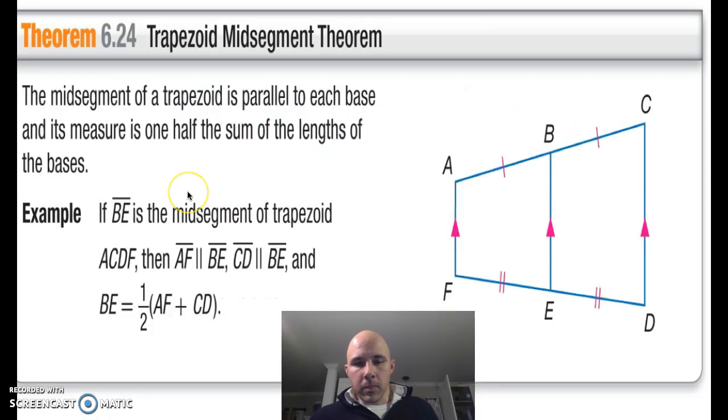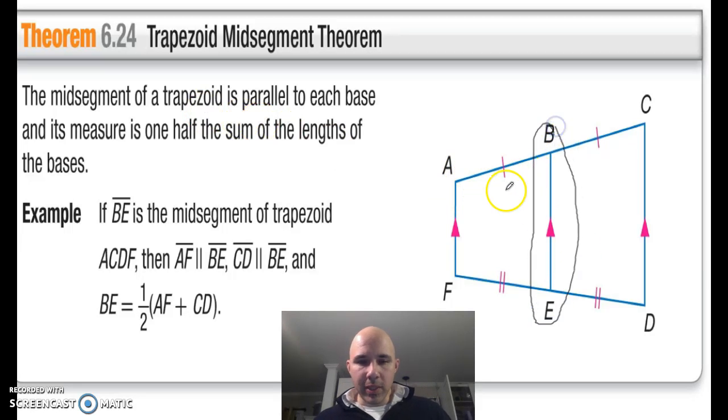Bye. This is the trapezoid mid-segment theorem. So I'm just going to read this out. The mid-segment of the trapezoid is parallel to the base. So here's my mid-segment right here, BE. So basically what it says is that your BE is going to be half the distance of AF plus CD.